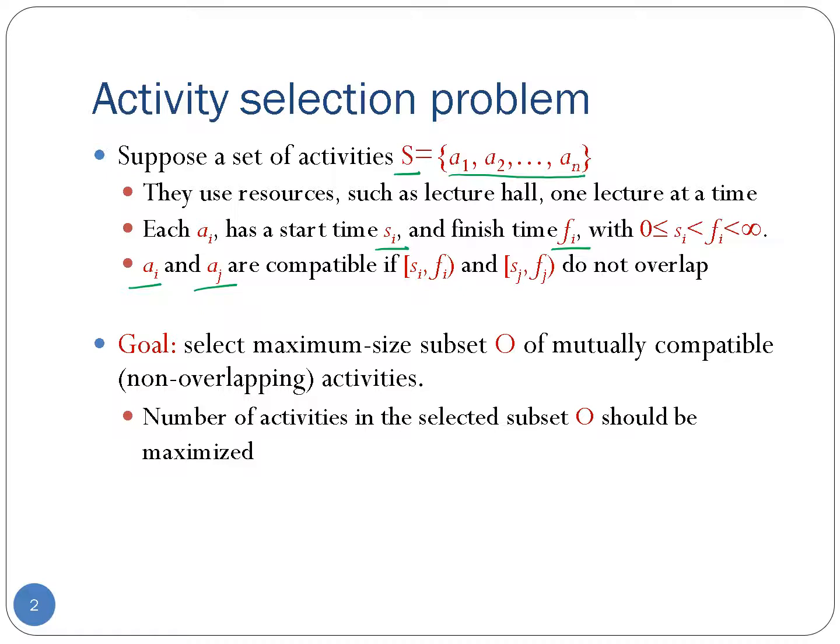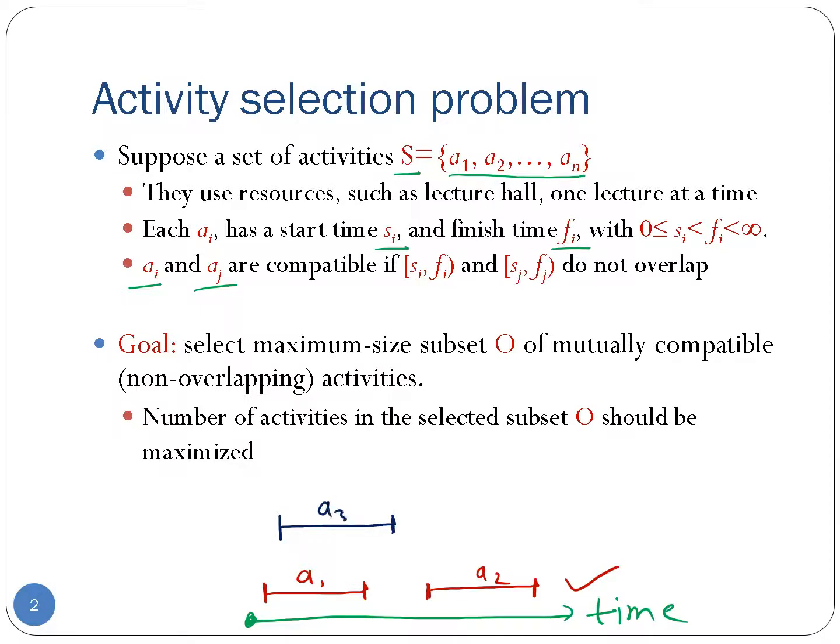For instance, let's assume the time increases from left to right. Let's say we have two activities A1 and A2 such that A1 starts here and finishes here. So this is A1, and let's say A2 starts here and finishes here. Now because these two activities have no overlap in time, they are compatible with each other. As opposed to this, if we have another set of activities, let's say A3 that starts here and finishes here, and A4 which starts here and finishes here. Now these two activities have some overlap in time, and therefore these two activities are not compatible.